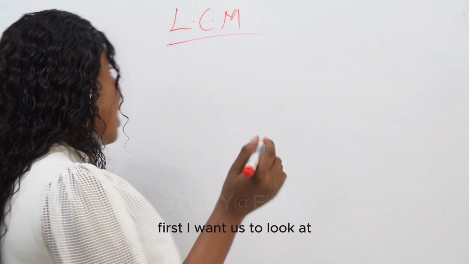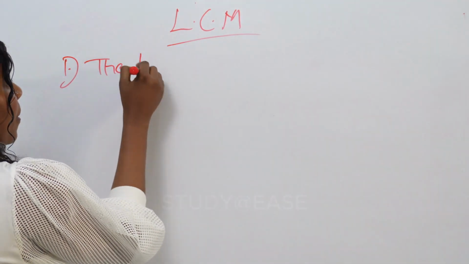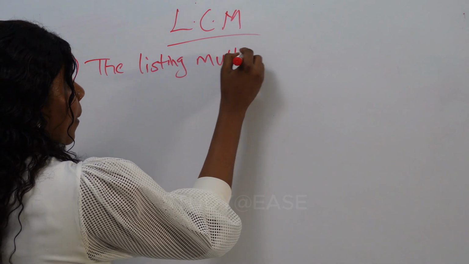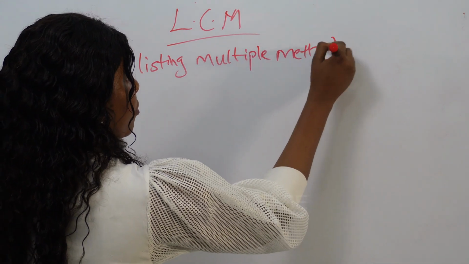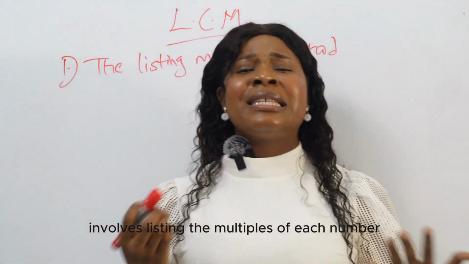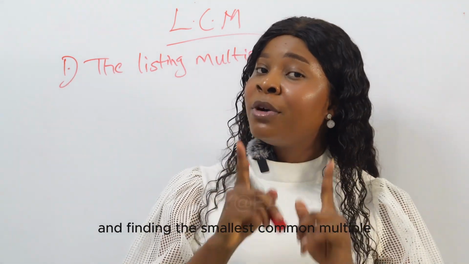First, I want us to look at the listing multiple method. The listing multiple method involves listing the multiples of each number and finding the smallest common multiple.